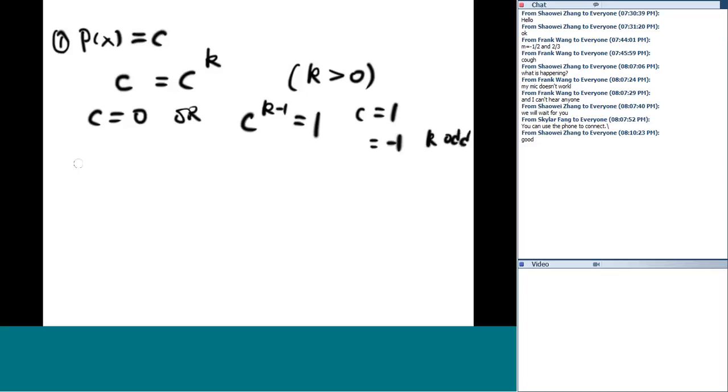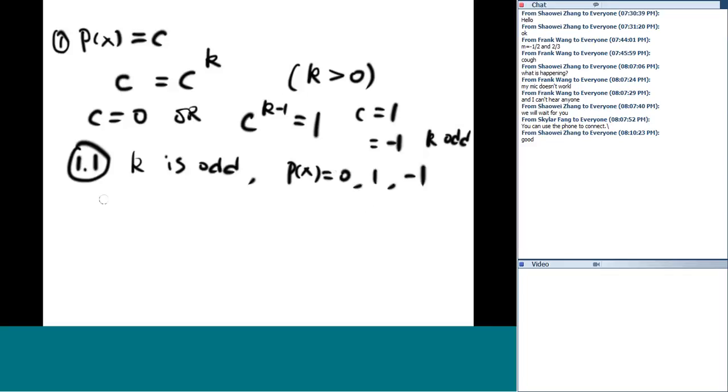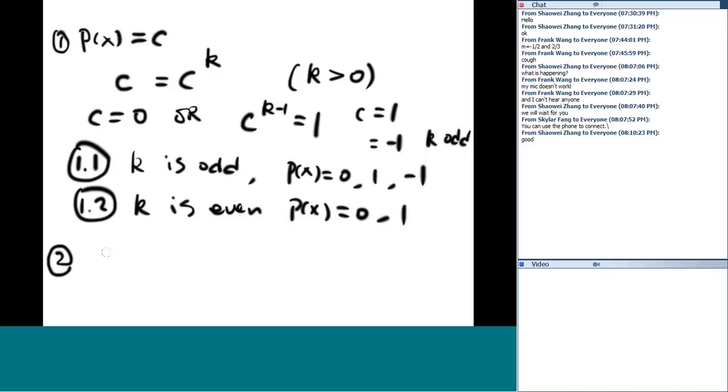So we have three cases. Case 1.1, k is odd. Then you have the solutions: P(x) can be 0, can be 1, or can be minus 1. Case 1.2, k is even. Then P(x) can be 0 or 1. That's all. Okay? So you have another case, P(x) equals x. Let's directly get it. Okay.